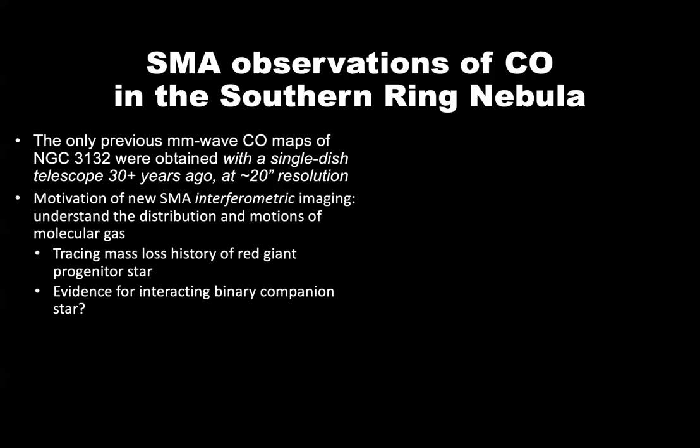And those images were taken at 20 arc-second resolution, which is not so good when you think that the James Webb Space Telescope gets sub-arc-second resolution. So we wanted to see if we could use the carbon monoxide to trace the mass loss from the former red giant star, maybe look for better evidence for this interacting binary companion that we think might be there.